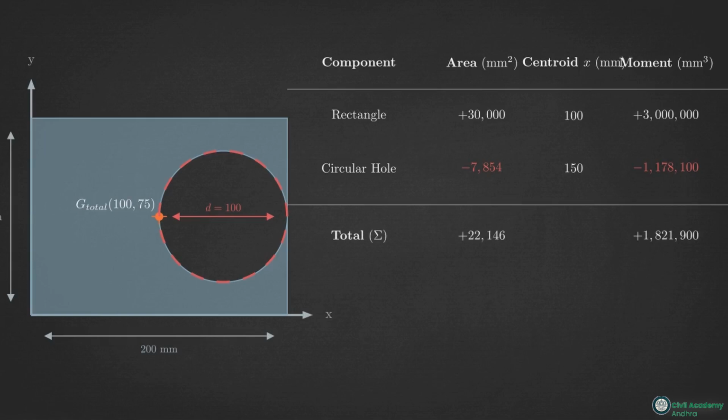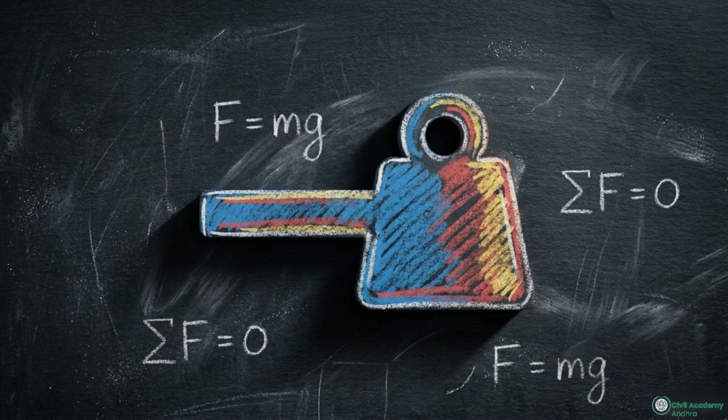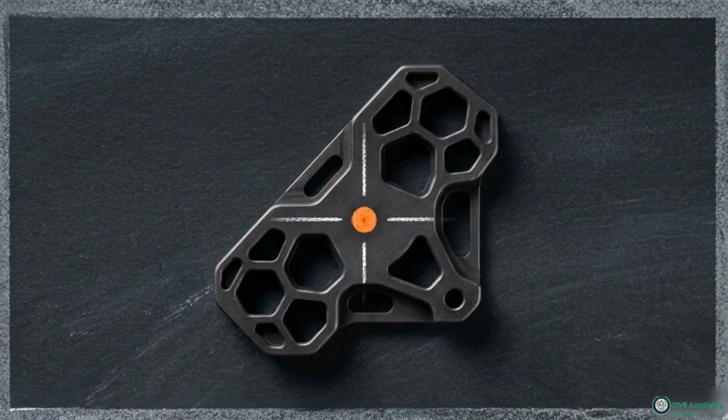Assign a positive value to the rectangle and a negative value to the circular hole. Then apply the weighted average formula. Subtracting the hole's area moment from the total shifts the final centroid. The result shows the balance point migrating away from the void and toward the remaining solid material. In engineering mechanics, subtraction is the addition of negative weights. This allows us to find the centroid for any shape with cutouts, voids, or fragmented parts.